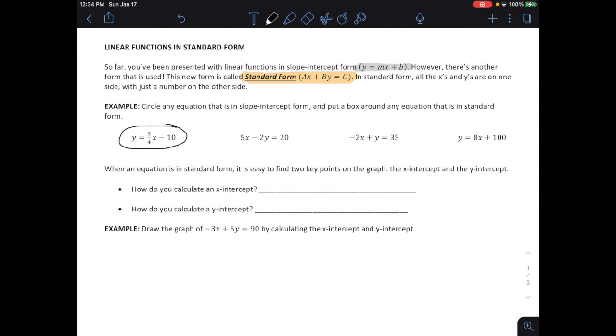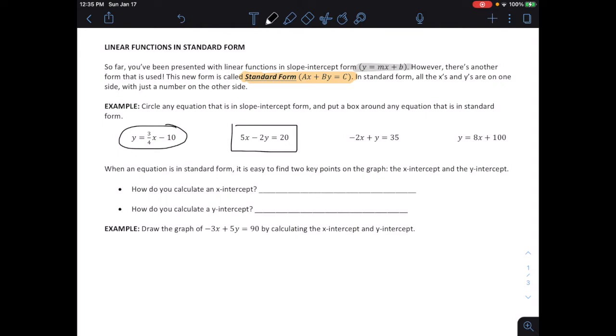And the second one, I'm going to notice right away I have the x and the y on the left-hand side, and that should throw a big clue to me that says standard form. Now you're going to notice something. In the standard form equation, it says plus ax plus by equals c, and this one is 5x minus 2y equals 20. That's okay. The plus sign in standard form can be plus or minus. So I'm going to go ahead and put a box around that one because it is in standard form.